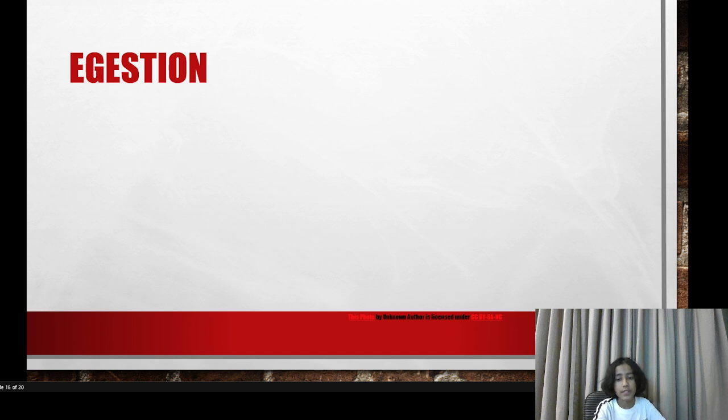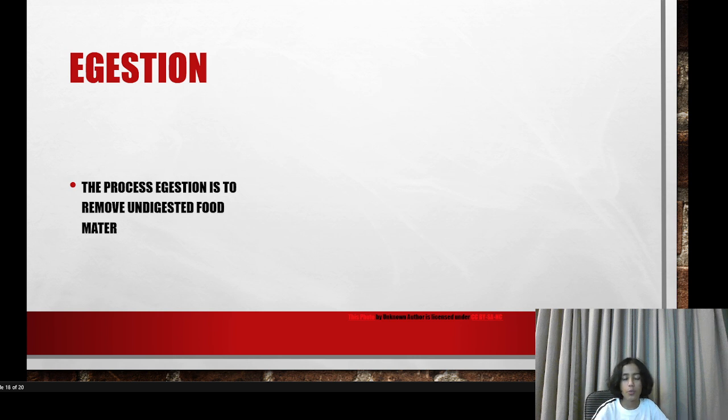Egestion is the process when food is removed outside the body in the form of waste material. So whatever the undigested food which has not been absorbed, it reaches the large intestine. So what is the large intestine? The large intestine is wide, but it is not as long as the small intestine. It is at least 1.5 meters long.